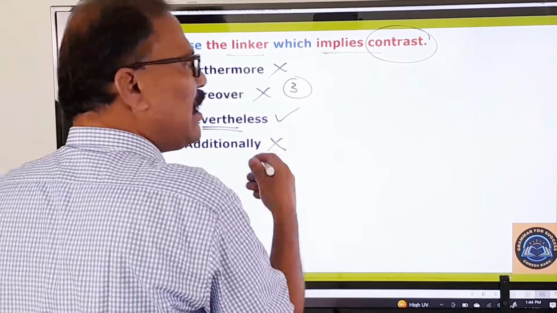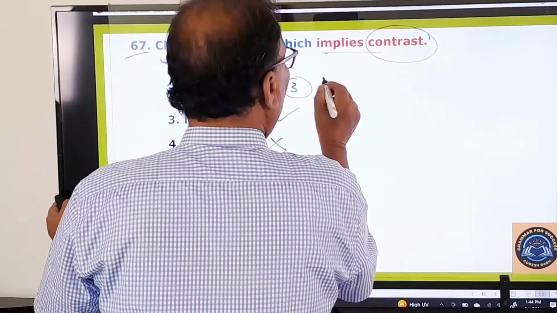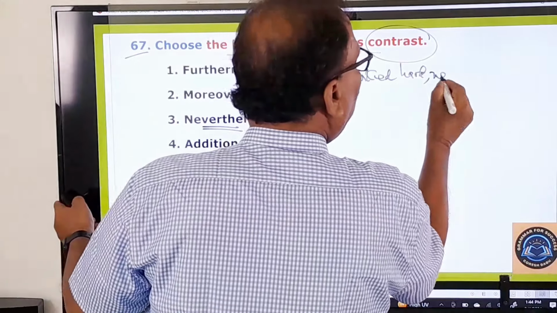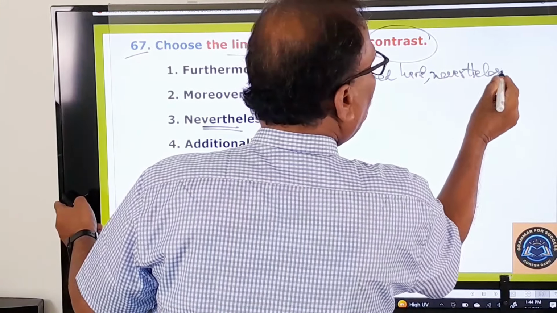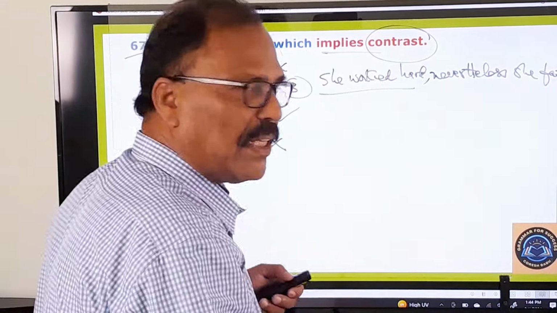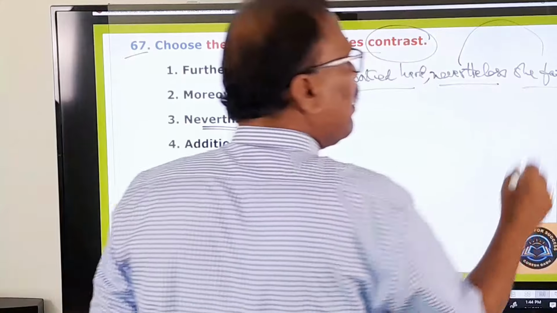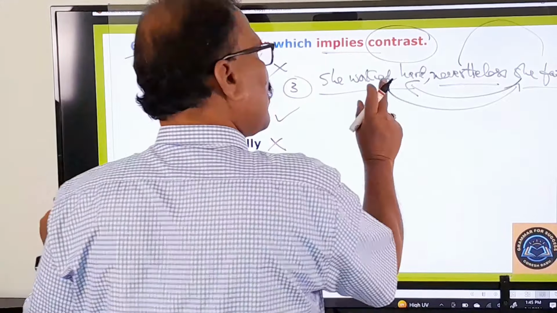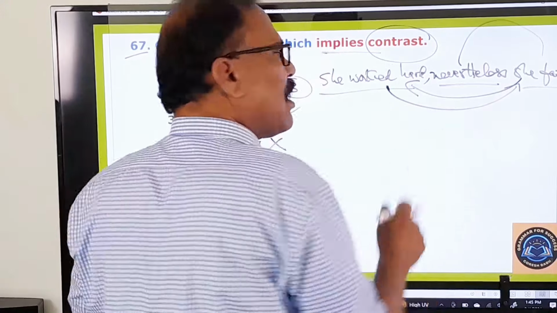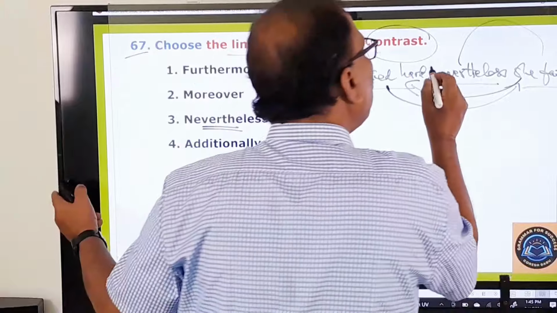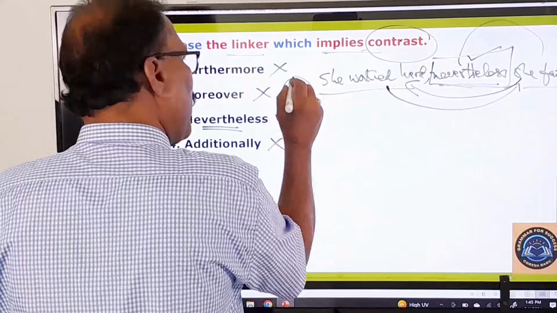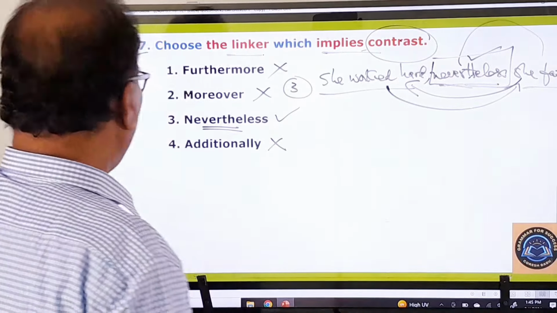So how it indicates contrast, here you pay attention. I'll give you an example. She worked hard. Nevertheless, she failed. She worked hard, nevertheless she failed. So here this clause is opposite to this clause. In this way, these two clauses are opposite to each other, and this opposition is indicated by the conjunction nevertheless. Therefore, opposition or contrast, whatever you can say. Your answer is going to be the third one, right? And now you move on to the next question.